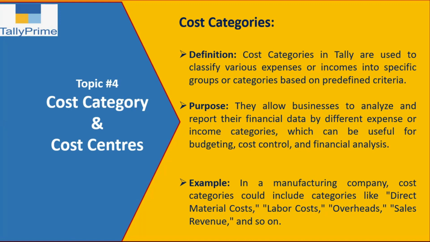The cost categories help us see what expenses we are maintaining in our organization. Every expense or every income we have to show through category and center. For example, in a manufacturing company, the cost categories could include direct materials, labor cost, overhead, sales, and many other things. So there are different types of examples of cost centers and cost categories, and we'll go ahead with one example live.